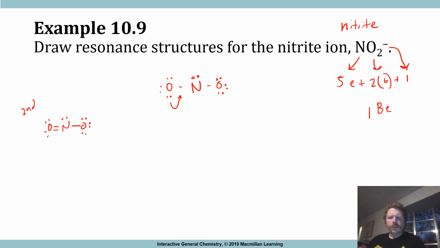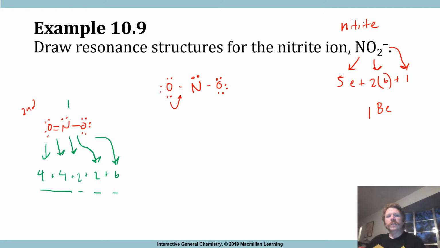Okay, so now let's look at these electron totals. We've got 4 from the shared pair, 2 as a lone pair on top of nitrogen, plus 2, plus a shared pair, plus 6 as 3 lone pairs. So that would be 8 plus 2, that's 10, plus 2, that's 12, plus 6, that's 18 electrons. So this is 18 electrons. Everything's got a happy octet, we're good to go.